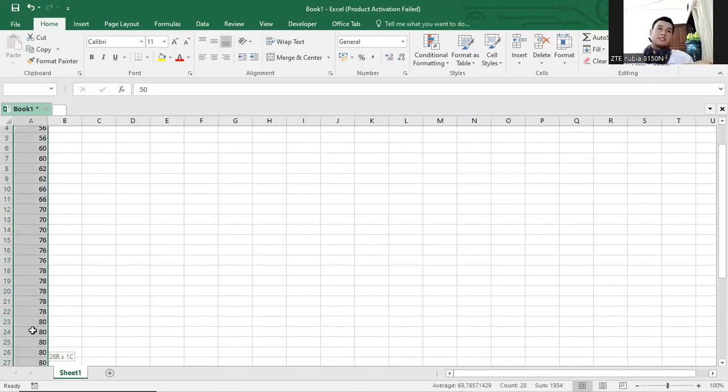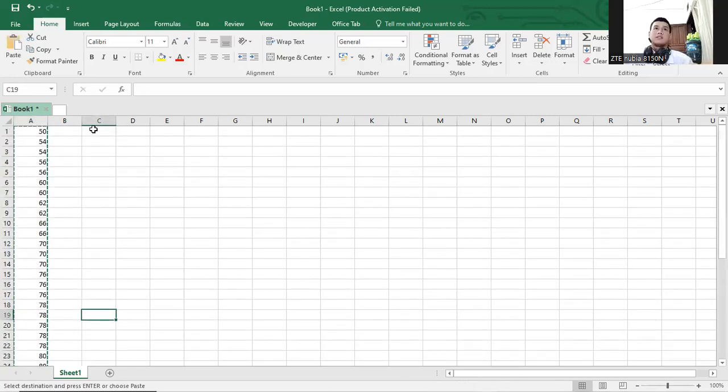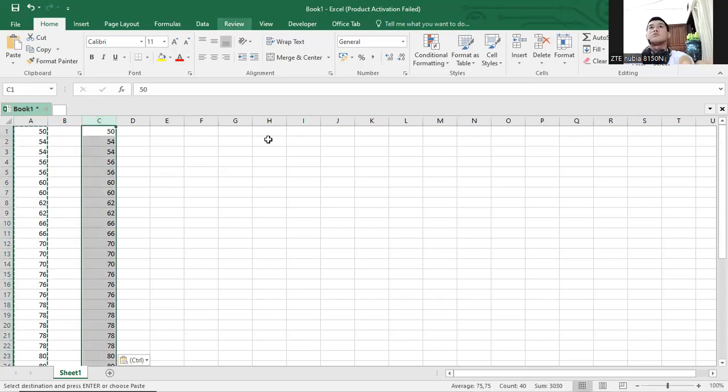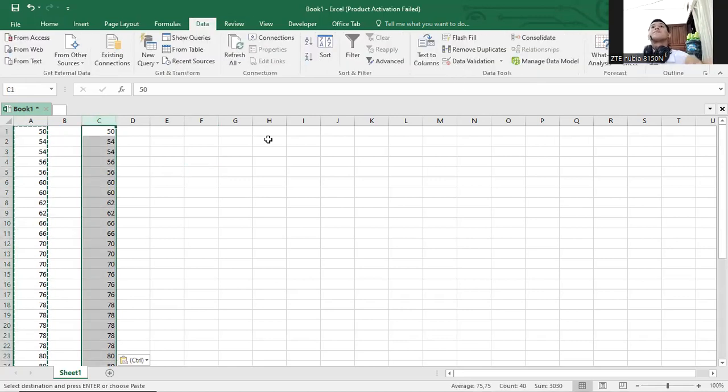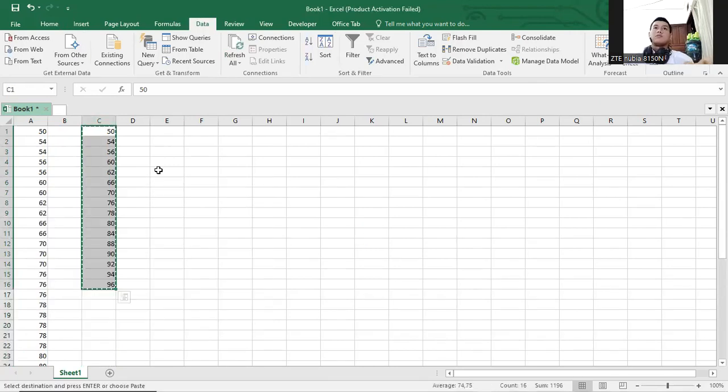Okay, after this, we make a duplicate here, and we are going to move this data to the table. So the first thing we have to do is remove duplicates in the data in column C. After that, we move this data to the table. We make the table first here.